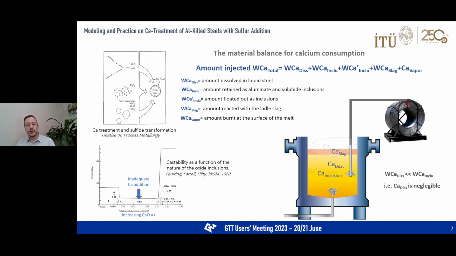This animation shows what happens once we inject a calcium wire into the molten steel in the ladle. Some portion of the calcium will evaporate from the surface of the melt. Some of the calcium dissolves in the steel and remains as oxide and sulfide inclusions. Some of these inclusions float up to the steel slag layer in time. What we are looking for in the calcium treatment is the total amount of retained calcium in the steel.